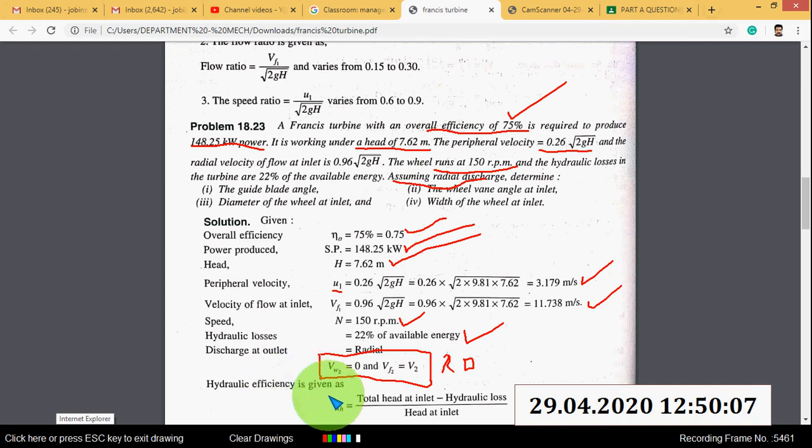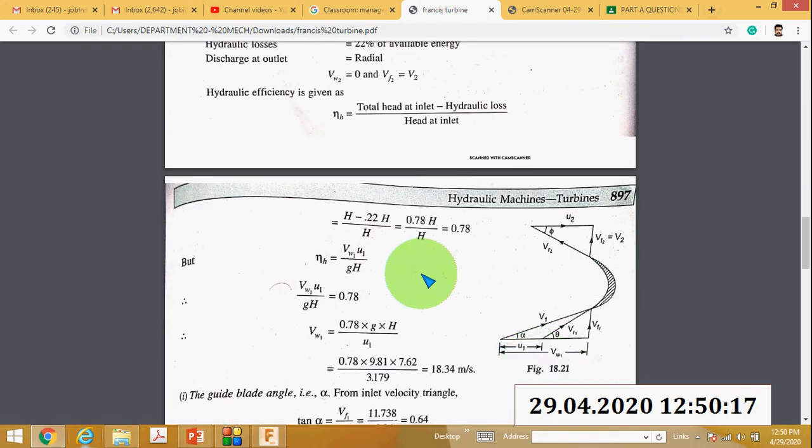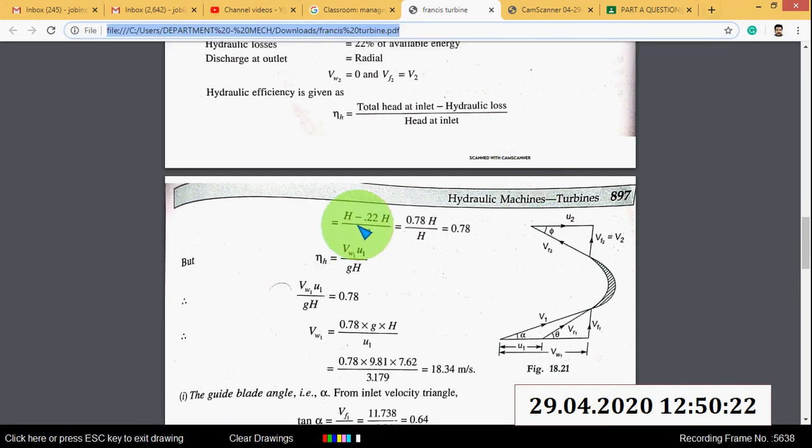Then the equation of hydraulic efficiency is given by total head at inlet minus hydraulic loss divided by head at inlet. So the hydraulic efficiency is equal to H minus, H is the total head, and the hydraulic loss is 22% of the available energy, that means 0.22 H, divided by head at inlet H. So you will get hydraulic efficiency is equal to 0.78.